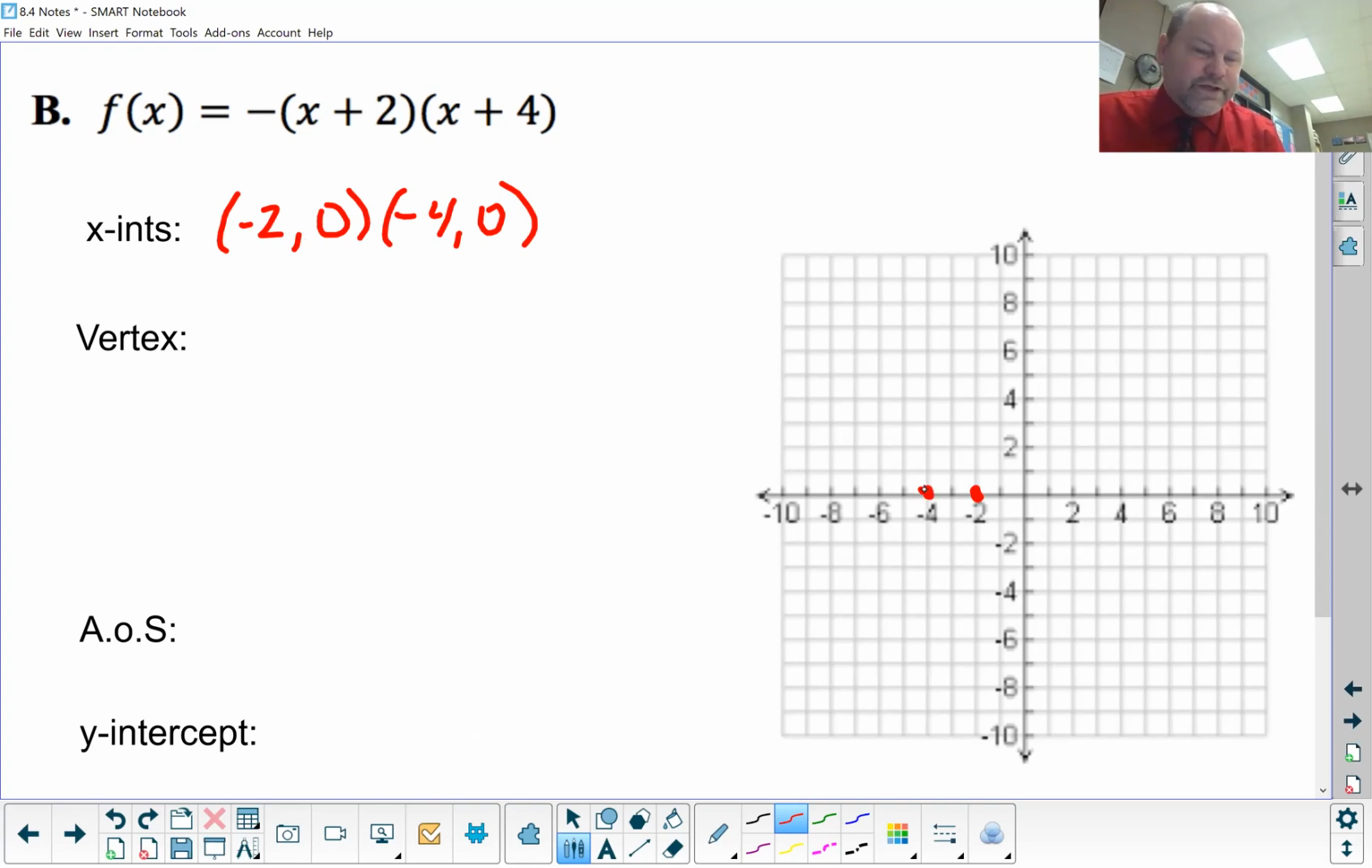And I know it says vertex next, but I think axis of symmetry is easier to find next. Take -2 plus -4 and divide by 2. So what we're doing, it's the average, but it's the value right in the middle. So the value right in the middle of -4 and -2 is -3.